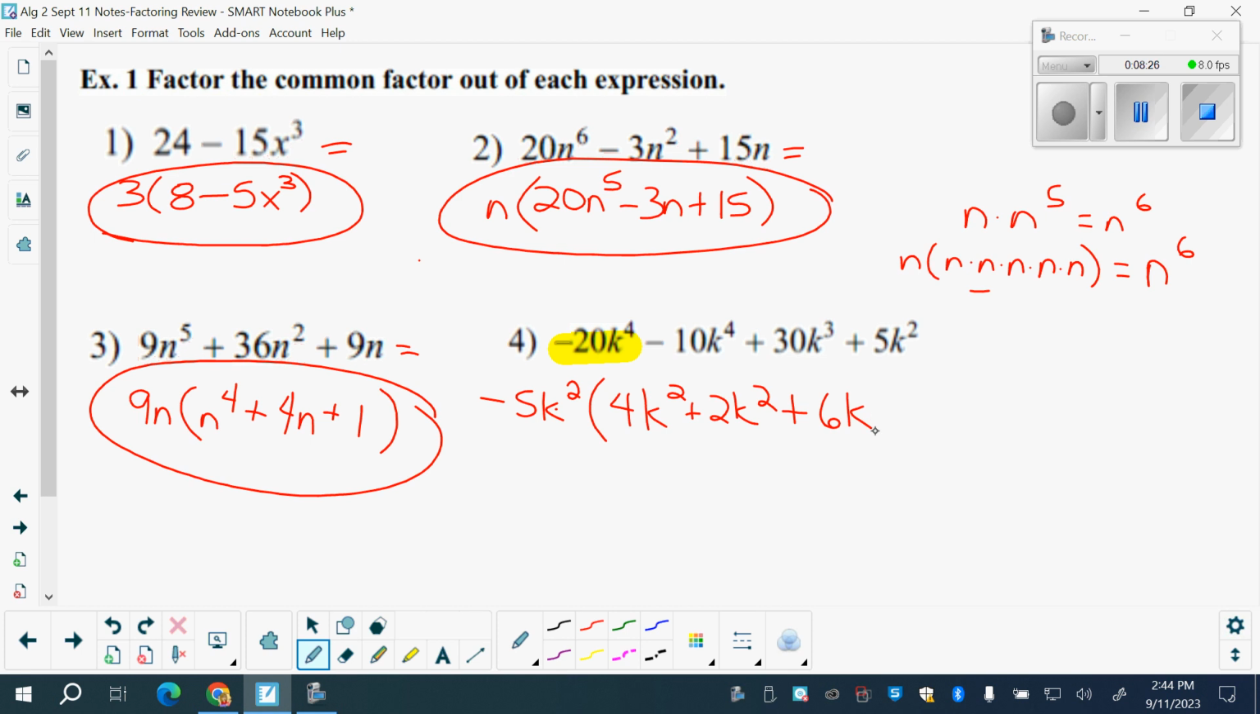Because remember, it needs to add up to 3. Does that make sense? And it would need to be negative 6, because negative times negative gives you the positive. And then what goes here? Plus 1. Negative 1. Yep, minus 1. Okay, go ahead and do the U try.